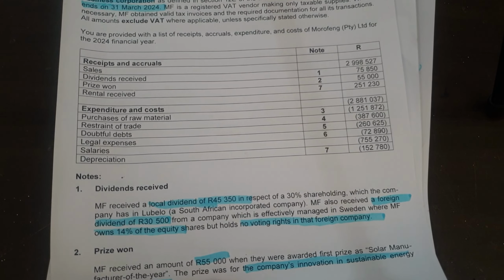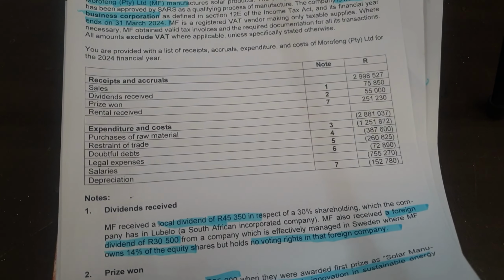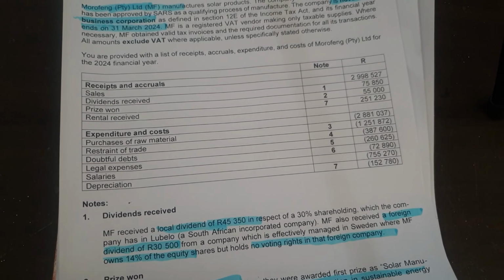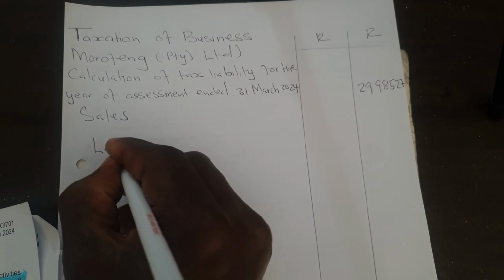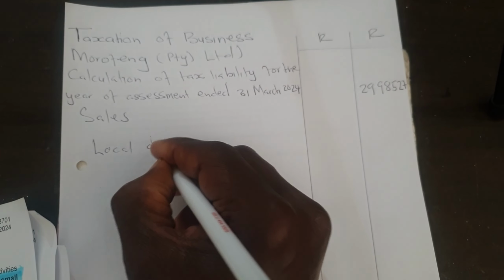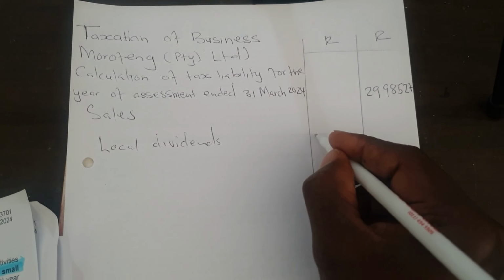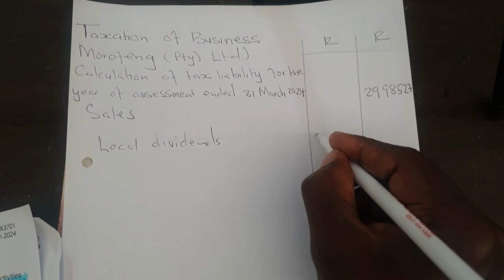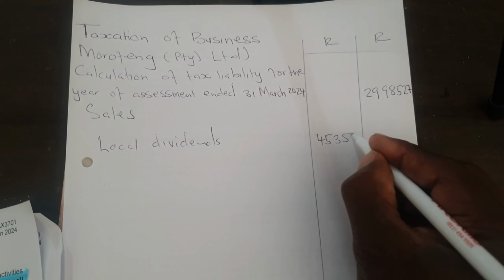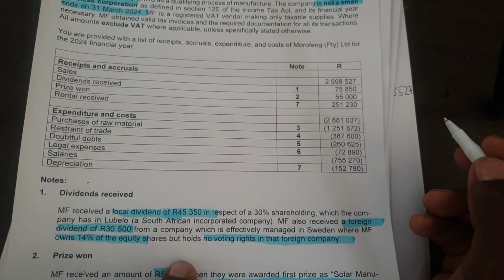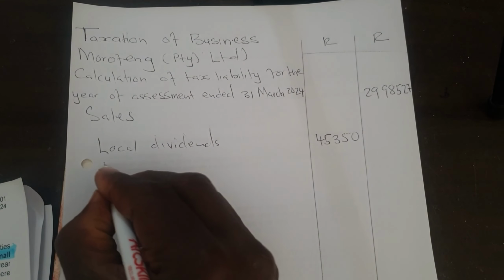What we know is that local dividends are exempt from tax because they come as net dividends. Local dividend amount 45,350. Local dividends 45,350. Then exempt.